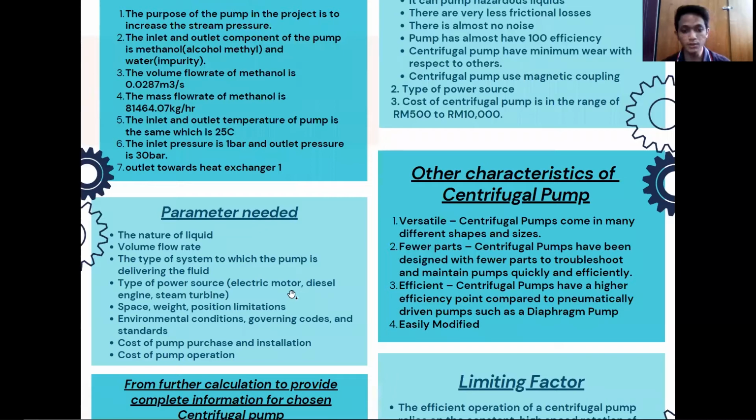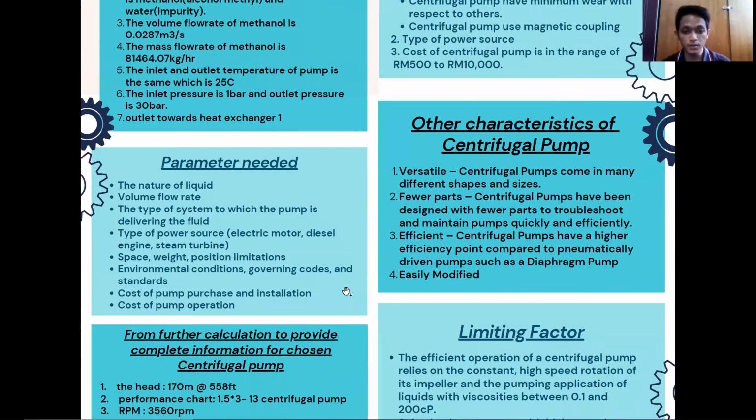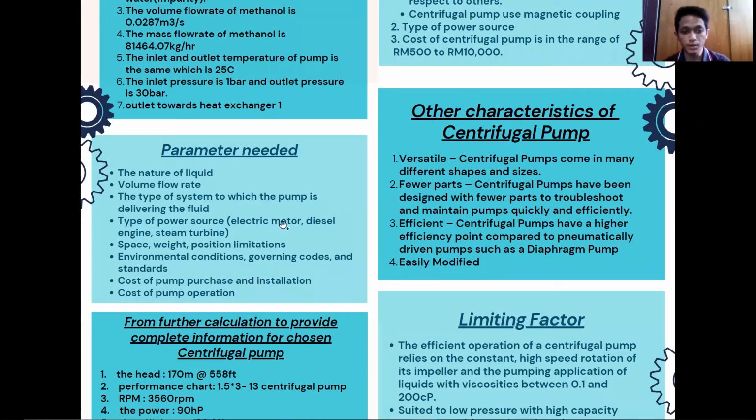Other parameters for choosing the pump are based on economic scale. We have different types of power sources to choose from, such as electric motor, diesel engine, and steam turbine. There are costs for purchase, installation, and operating of the pump. The pump also needs to be suitable to the pipeline system and follow the standards and codes set by the authorities. And for this part, my friend Izzah will further explain about it.